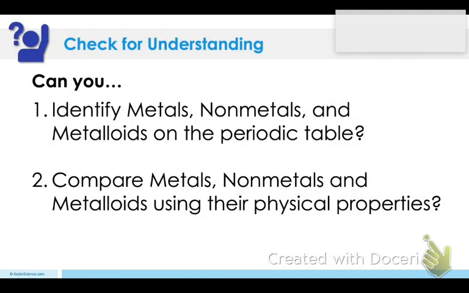And that is it. So make sure that you answer these questions. Identify metals, nonmetals and metalloids on the periodic table. So basically, if I were to give you an empty periodic table, can you highlight the metals, nonmetals, and metalloids? Make sure that you can do that, so I'd make sure that you're practicing. And can you compare metals, nonmetals, and metalloids using their physical properties? So answer those two questions, and then you are done with the notes.